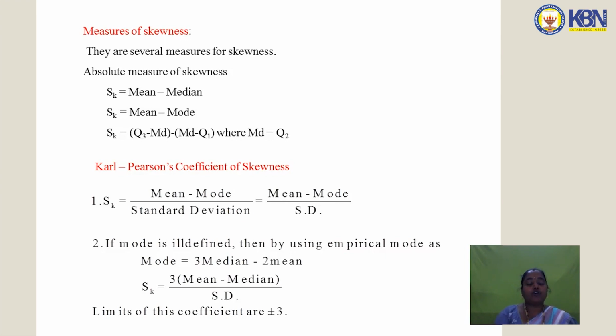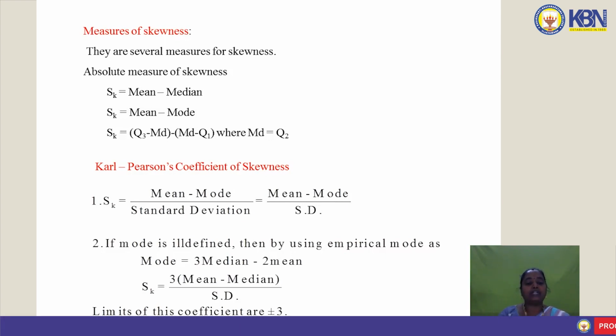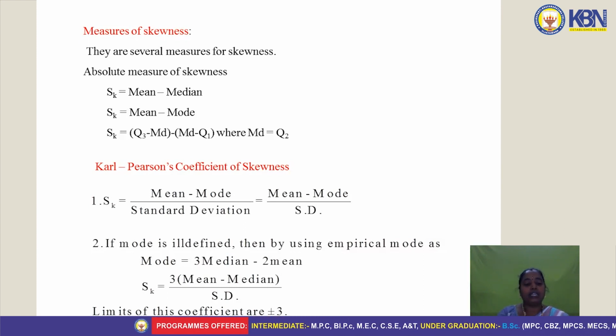Karl Pearson's coefficient of skewness is mean minus mode by standard deviation. In this case, if the mode is ill-defined, then by using the empirical mode, mode is equal to 3 median minus 2 mean. Now we substitute the mode formula, that is 3 median minus 2 mean, in the above relation. We get skewness is equal to 3 into mean minus median by standard deviation. And the limits for this coefficient of skewness is plus or minus 3.